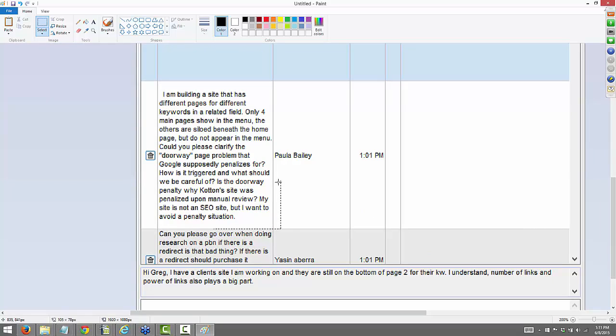All right, from Paula. I'm building a site that has different pages for different keywords in a related field. Only 4 main pages show in the menu. The others are solid beneath the home page but do not appear in the menu. Could you please clarify the doorway page problems that Google supposedly penalizes for? How is it triggered and what should we be careful of? Is the doorway penalty why Cotton's site was penalized upon manual review? My site is not an SEO site, but I want to avoid a penalty situation.